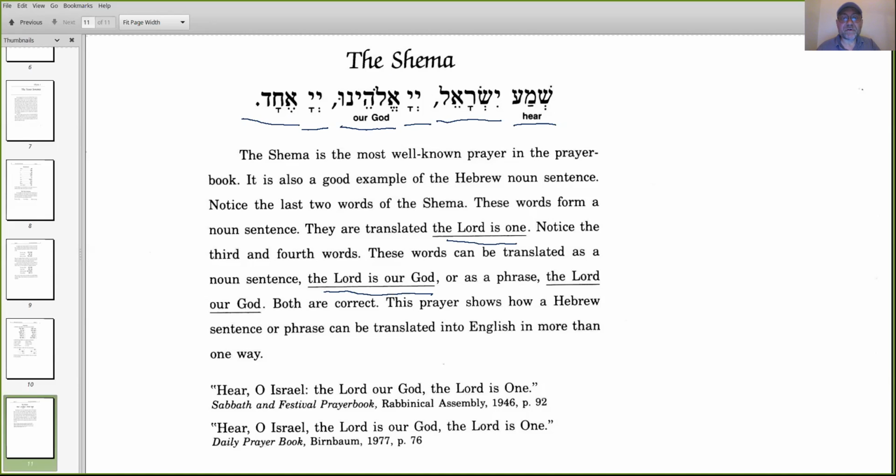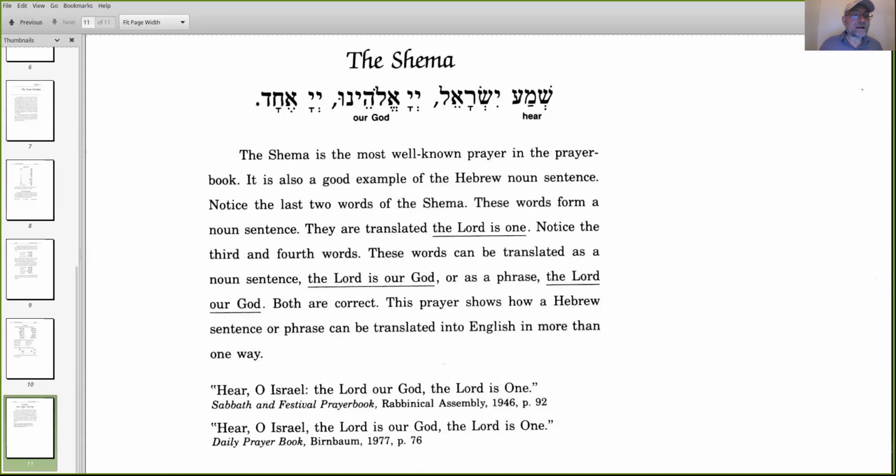Okay, so what they're doing, they're basically taking this abbreviation and saying the Lord and then our God. See that? And that's a noun sentence. But really, it's Yahovah our God. Both are correct. This prayer shows how a Hebrew sentence or phrase can be translated into English in more than one way. Okay, so that is our example for today.